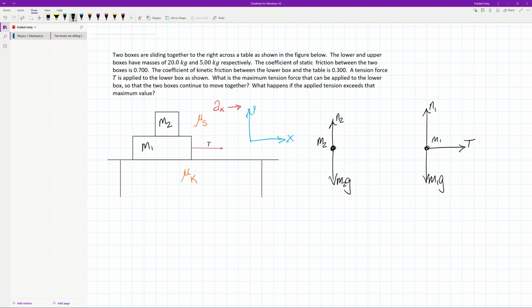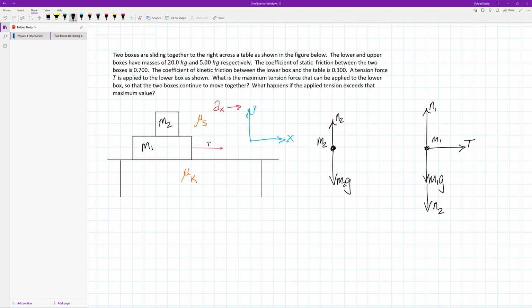So if the bottom block is pushing up on the top block, then the top block must be pushing with the same force, just in the opposite direction, back down on the bottom block. That's Newton's third law there. So what's left? We still have the friction forces that we haven't dealt with.